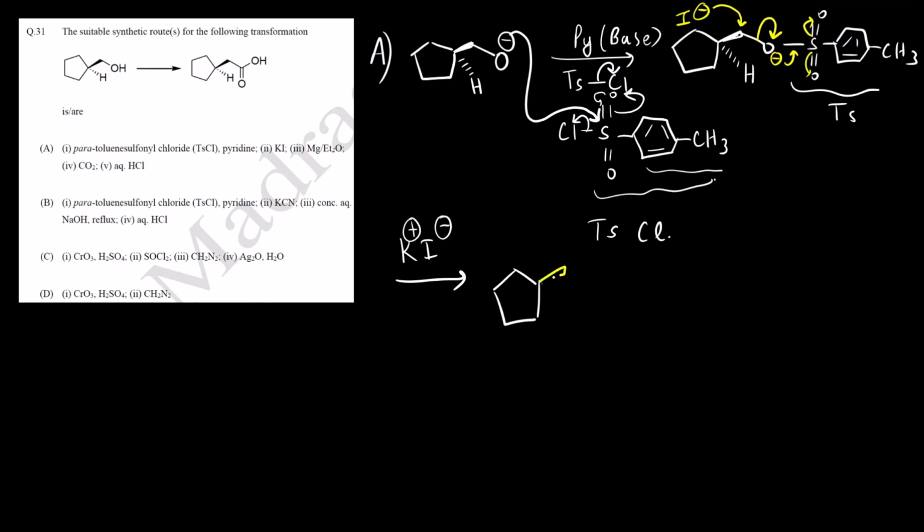So what we will get is a CH2I, but with the opposite stereochemistry. Okay, SN2 reaction. So basically what happens is the OTs group is now replaced with an iodine. OTs is replaced by iodine, and what is the next step?